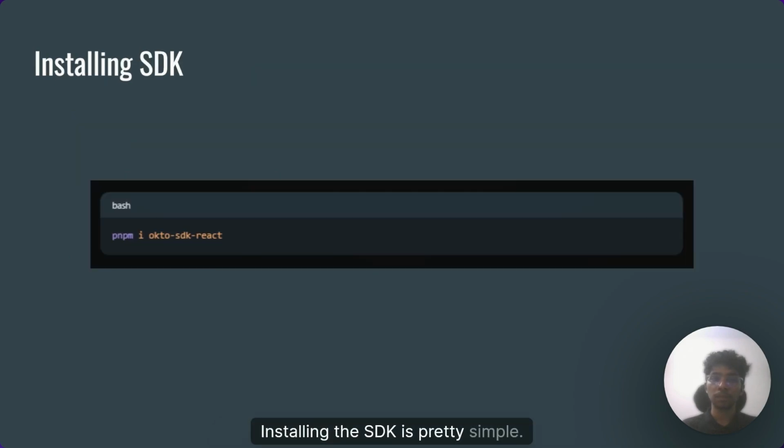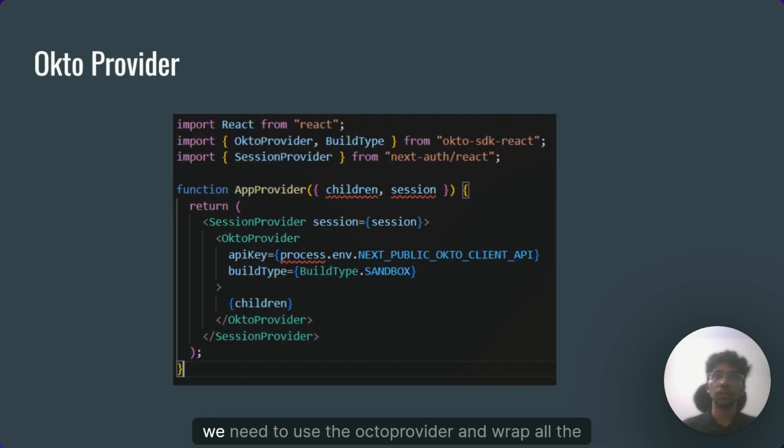Installing the SDK is pretty simple. It's just one line of command to install the SDK. Once the SDK is installed, to use it, we need to use the Okto provider and wrap all the children components within it. The Okto provider has two inputs, the API key and the build type.